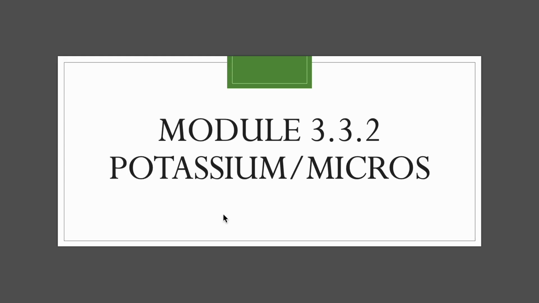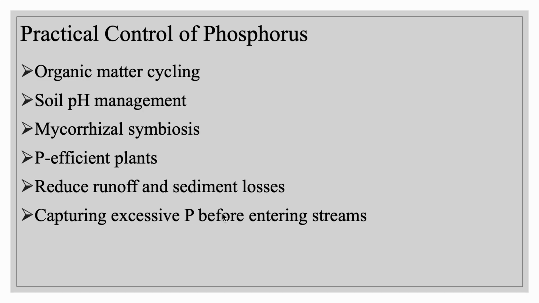Okay, so that ends module 3.3.1 on phosphorus. We only have one more module left, and that's going to be a very quick one. It's the potassium and the micronutrients, and these are just making sure that we're touching on that. And we'll see you in the next module.